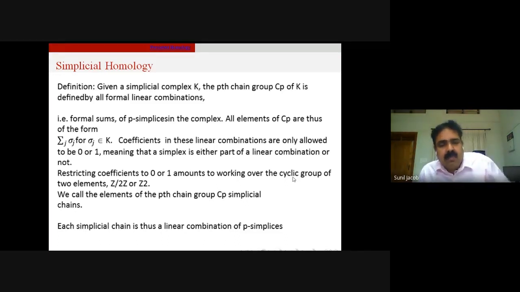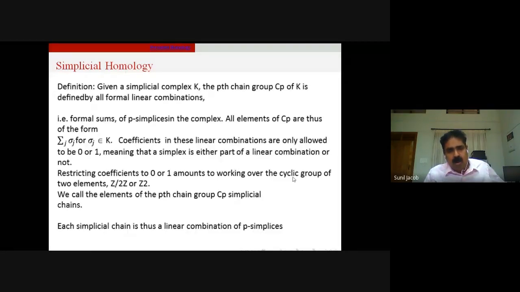That means the members of the group are formal sums of simplices, p-simplices in the complex, and they will be of the form the summation over j of sigma j, where each sigma j belongs to the complex K. And that means the coefficients will be either 0 or 1. Either 0 or 1 means that a coefficient of a simplex is 0, then in that complex that simplex is not at all present, and if it is 1 it means it is present there. That means it is a part of the linear combination or not.